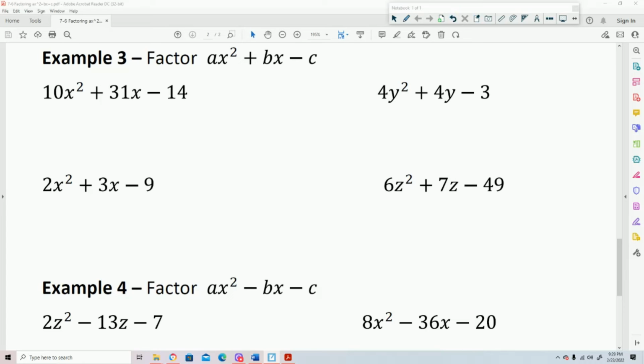Last one of this set. Bring the 6, multiply it by 49. 6 times 49. Okay, that's going to be basically 300 minus 6. It's going to be 294. So I get z squared plus 7z minus 294. Those are awful. Okay, so I'm going to factor.